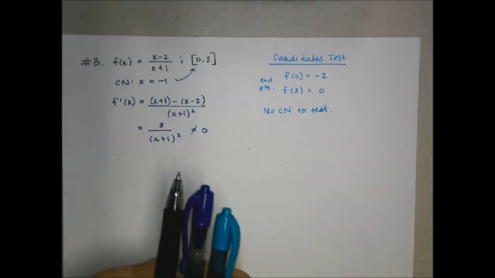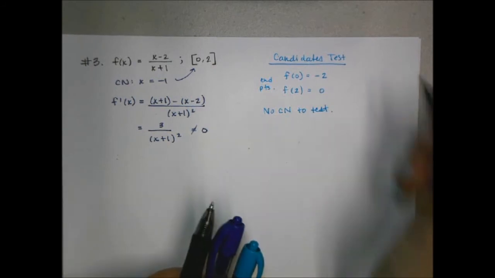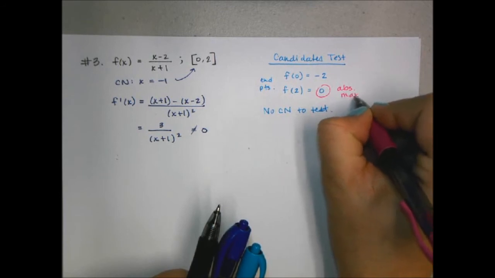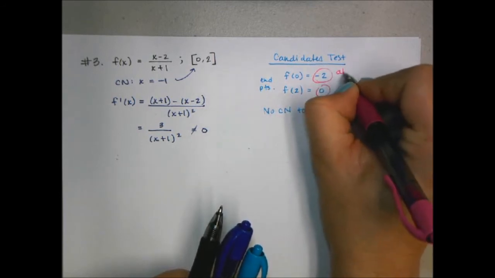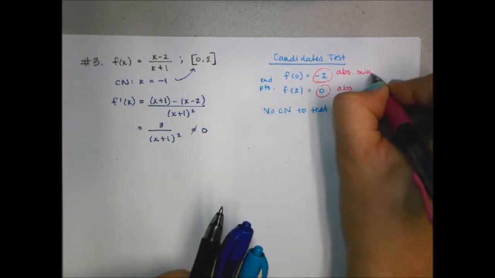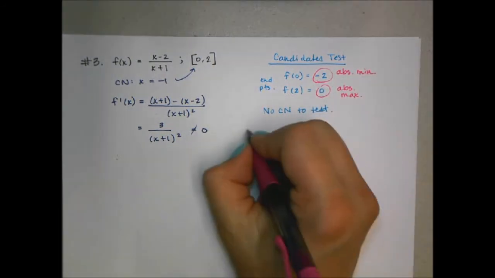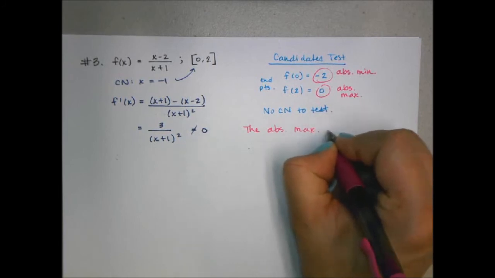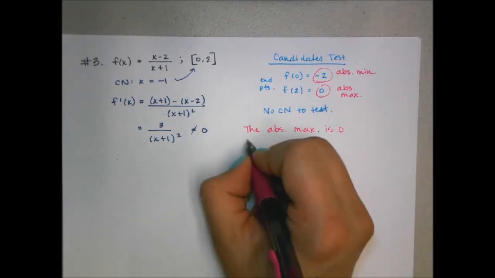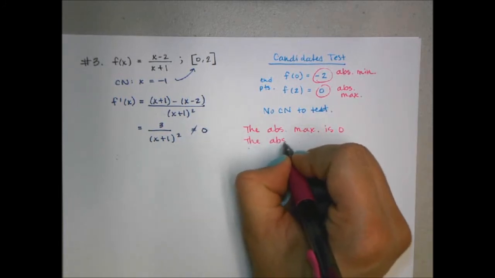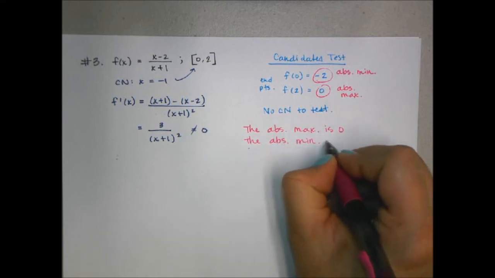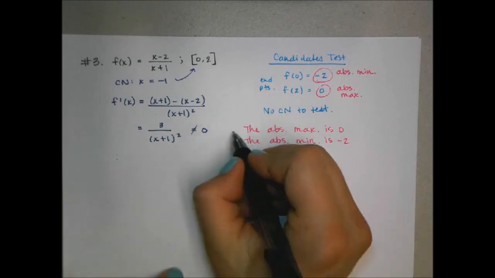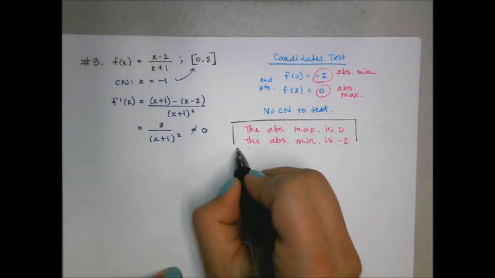So the biggest of these values is 0, and the smallest, negative 2. So we'll say absolute max is 0, and the absolute minimum is negative 2. And that finishes up our examples for this lesson.